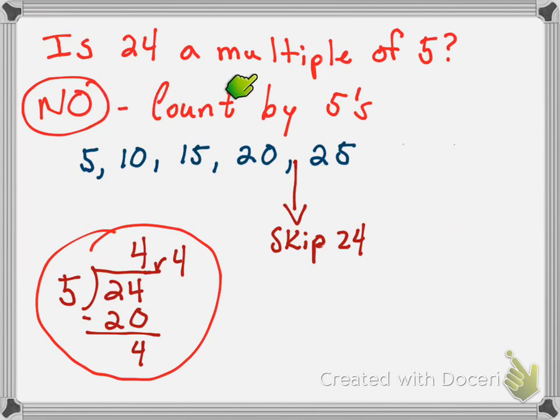Is 24 a multiple of 5? No. Because if we count by 5s, watch what happens: 5, 10, 15, 20, 25. We go from 20 to 25, we skip 24. So that won't work. So 24 is not a multiple of 5. And if we test this by doing division, we get a remainder of 4. And if we get a remainder, then this number is not a multiple of 5.